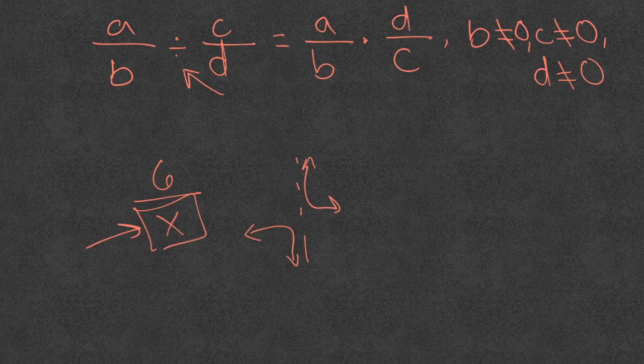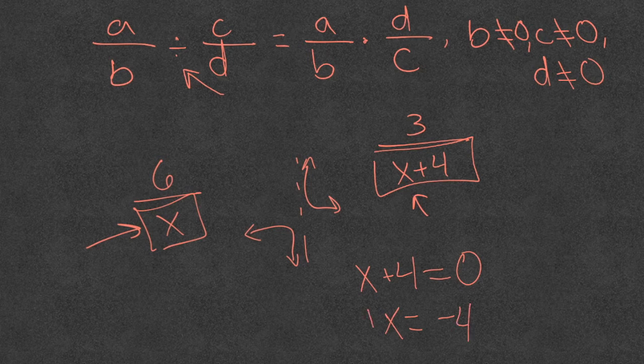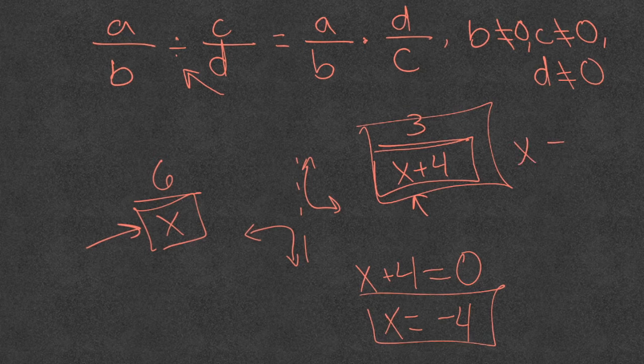So for instance, if I have 3 over x plus 4, this x plus 4 can't equal 0. Therefore, we need to see what makes it equal 0. So what value of x makes it equal 0? How do we do that? Well, we set it equal to 0. So x equals -4. When x equals -4, our denominator turns to 0. So our answer could possibly be this, but x can't equal -4 because that would turn the denominator to 0.